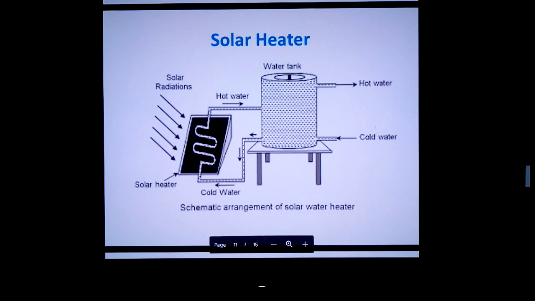The cold water is passed through the iron pipe fitted with the collector. The water absorbs heat from the collectors, becomes hot, moves upward into the upper portion of the storage tank and can then be taken out through an outlet for use. Such solar water heaters were not widely used because of high cost. But nowadays you find them everywhere. Almost many houses are installing them. See, this conserves so much energy. Understand?